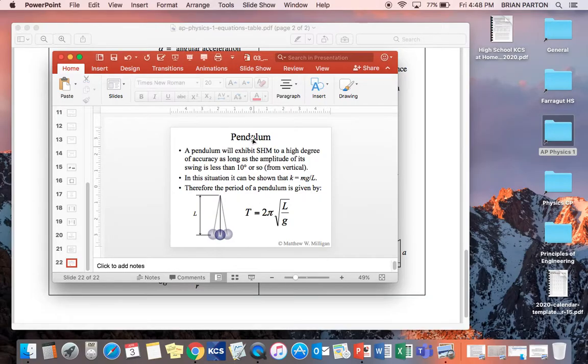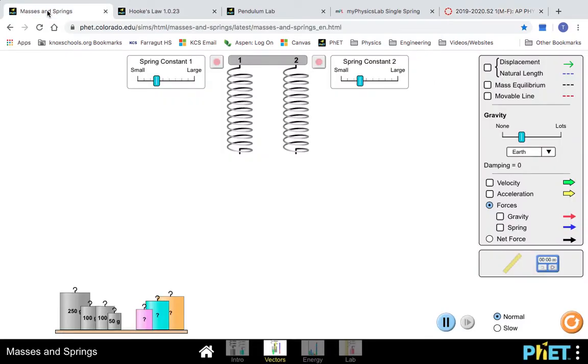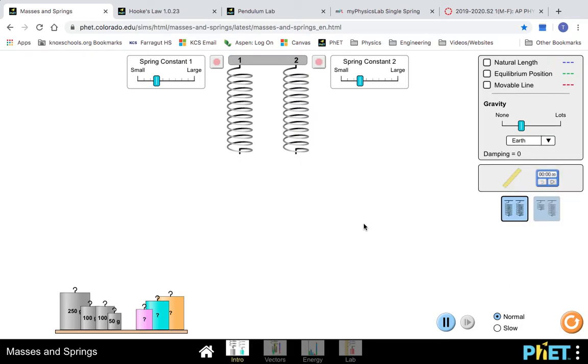All right, so as promised, let's look at some sims here. These are all on Canvas, by the way, as always. Masses and Springs, PhET sim. How this works is, I'm going to go back to the intro here for a second to get this a little simpler.